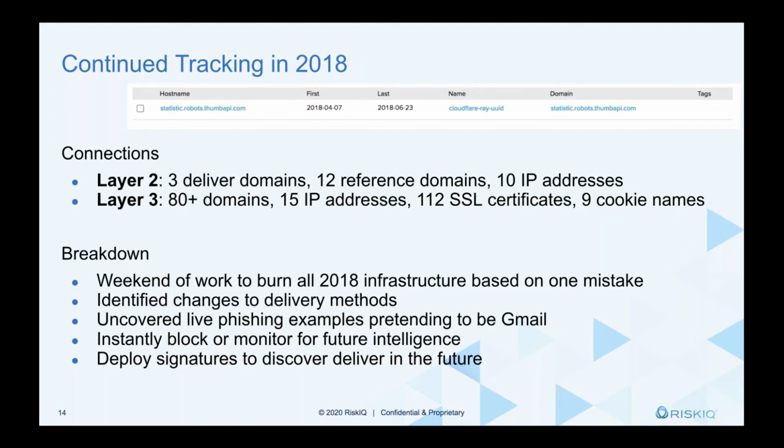So over a weekend, our analysts basically pivoted on some of this new infrastructure and identified that there was tons of other stuff that had been registered. There were changes to the delivery method. There was new phishing techniques and new websites that they were generating. And what we did there was we effectively blogged about the infrastructure again, burning all of that hard work that the actors had done to stand up their infrastructure. And, again, we kept a signature out there in order to track these guys as they continue to move forward.